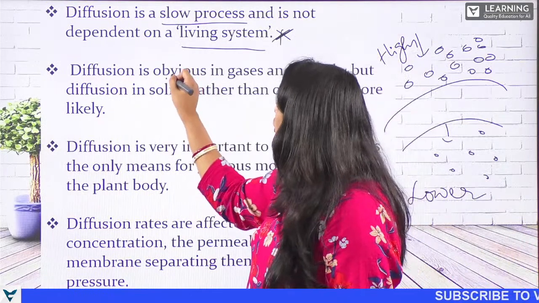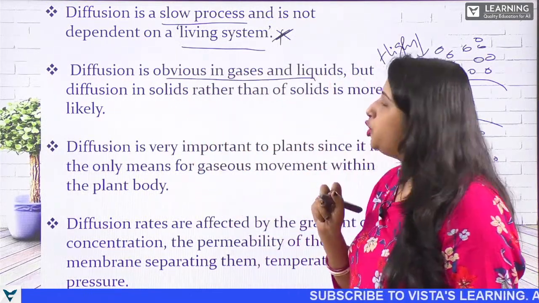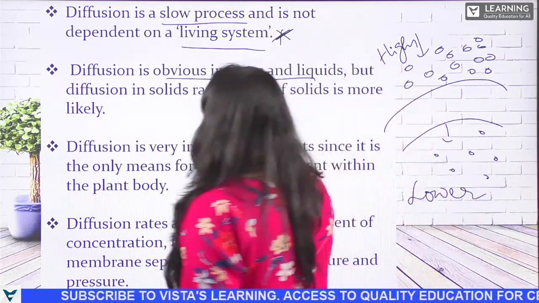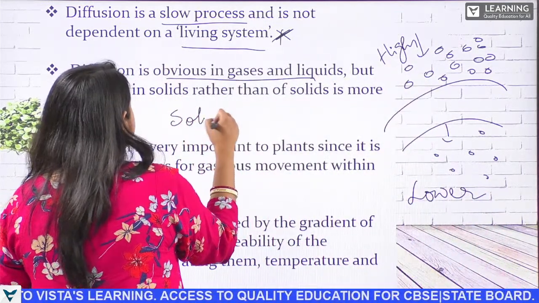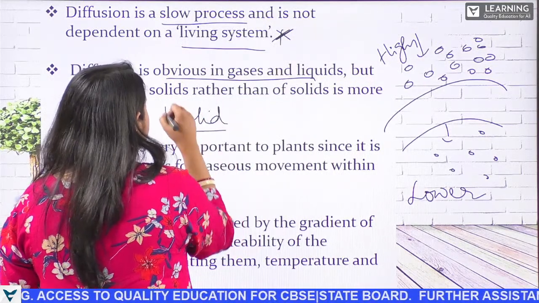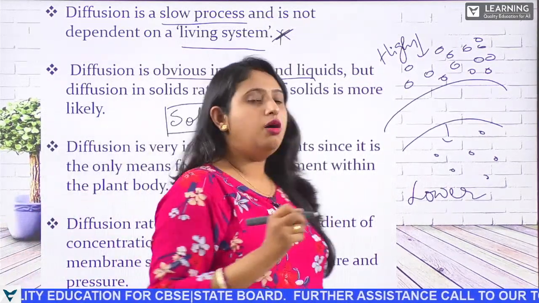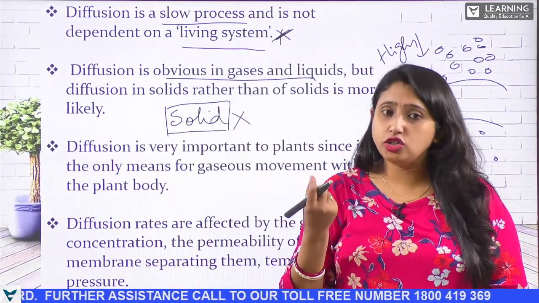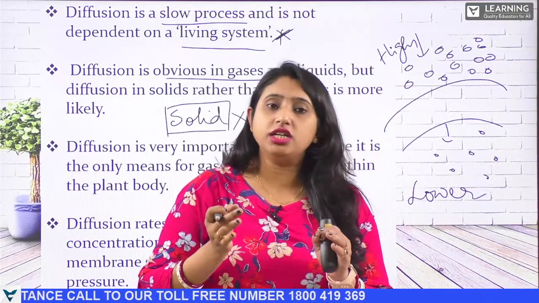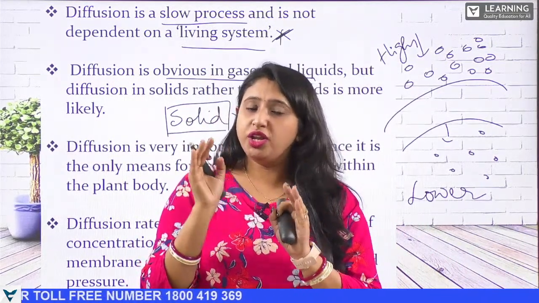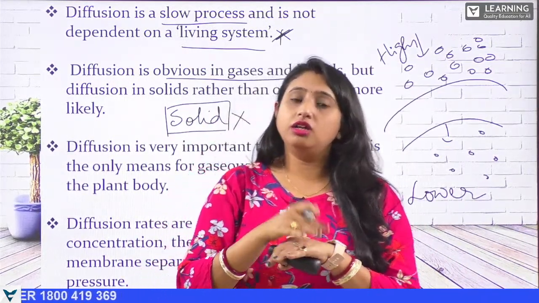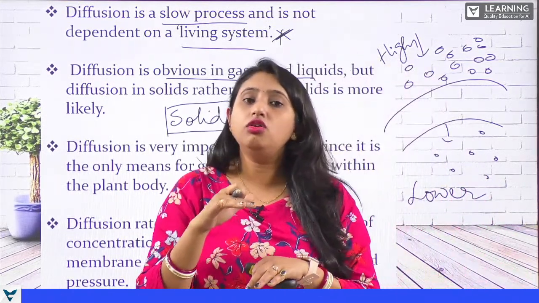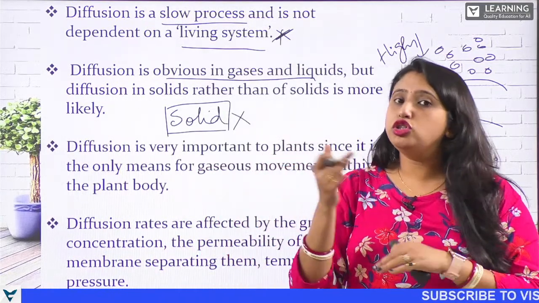Now, diffusion is obvious in gases and liquids. Diffusion does not take place in solids. In solid substances, diffusion will not take place. Why? For example, you keep at your home two steel plates. They are solid, isn't it? So when you keep one over the other, will they move into one another? No, right? They cannot push into one another.